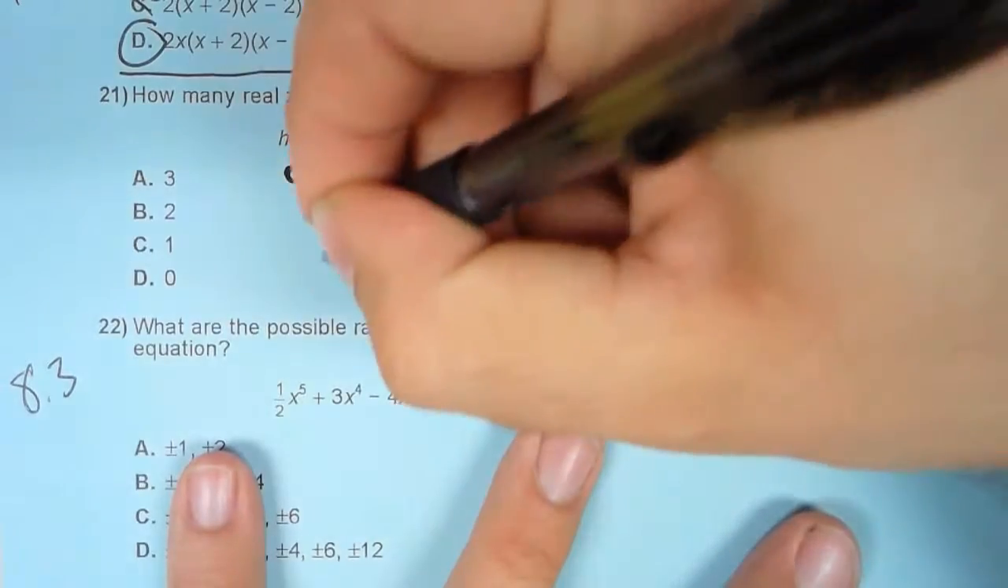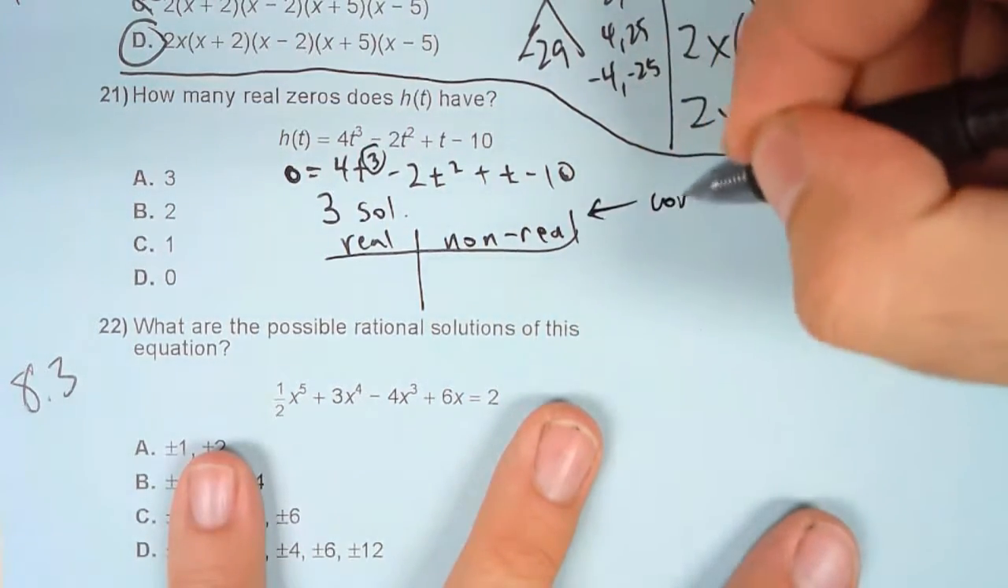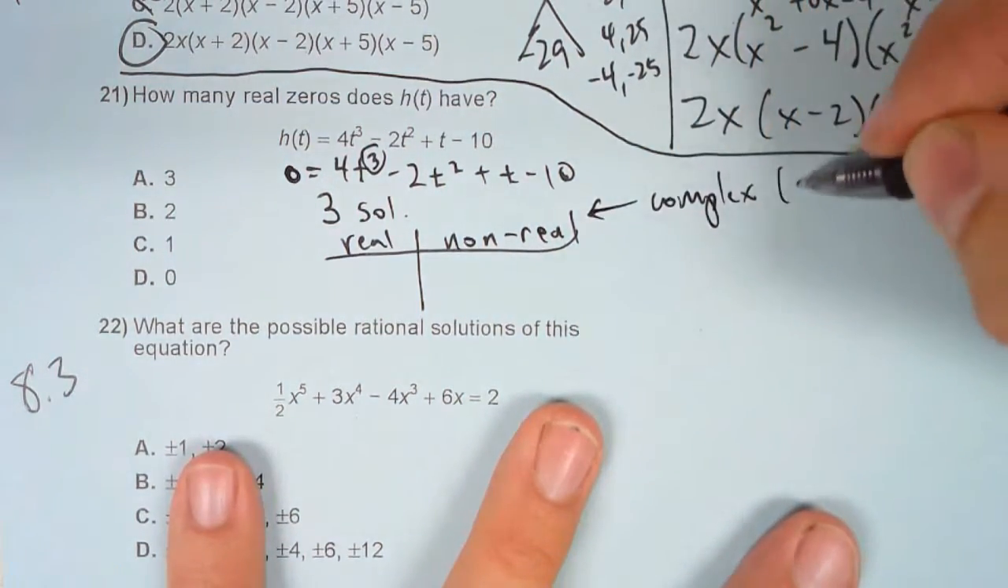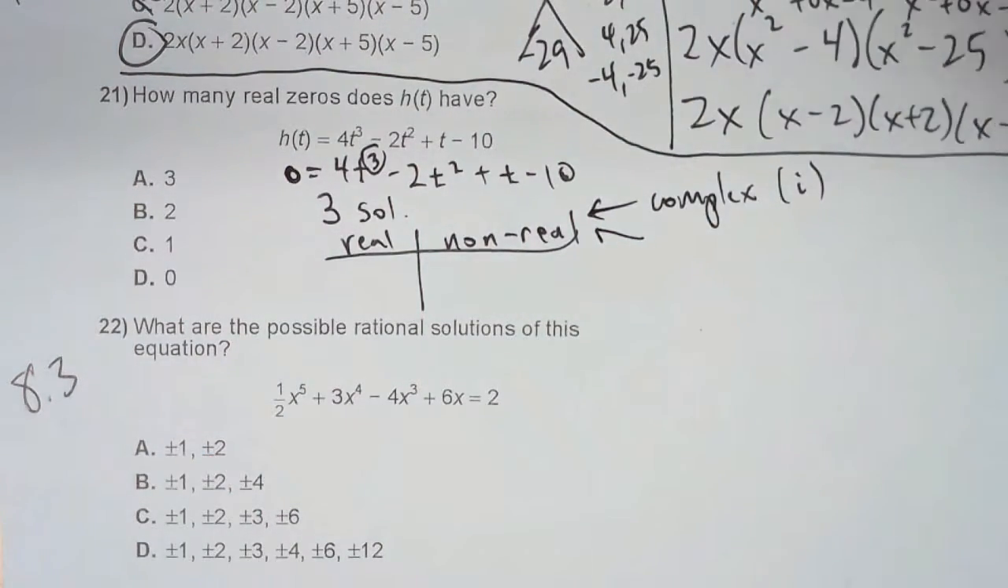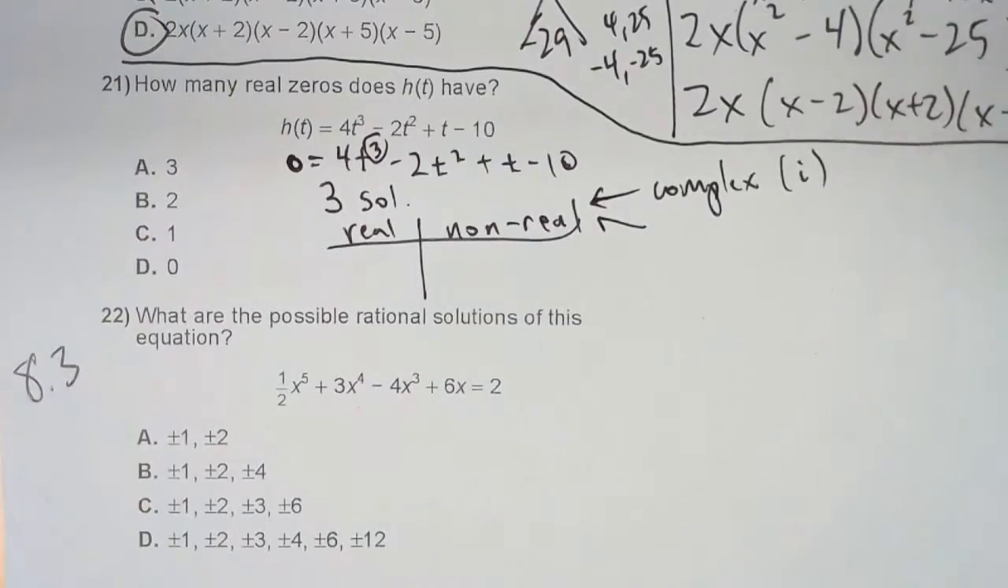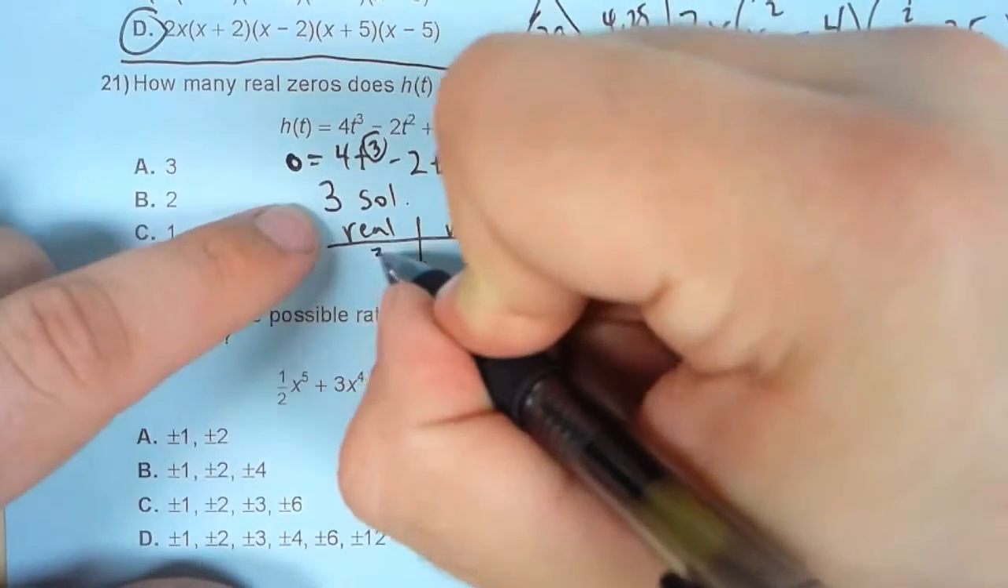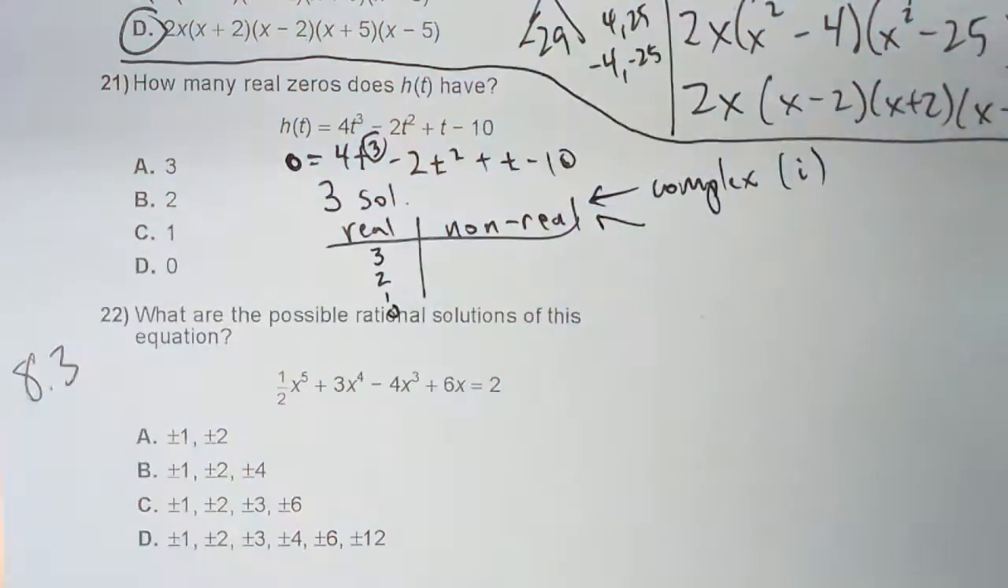And this non-real includes a bunch of things. It includes things like complex numbers. Remember those numbers that have i in them. It includes things like, let's just leave it with that right now. Okay, we'll come back to it. So real, we can have either 3 solutions, 2 solutions, 1 solution, or no real solutions.